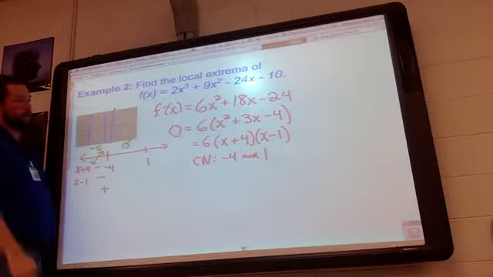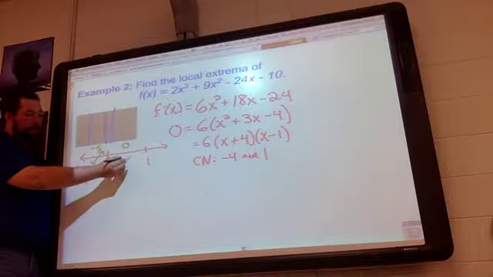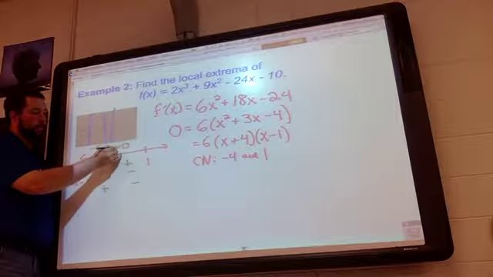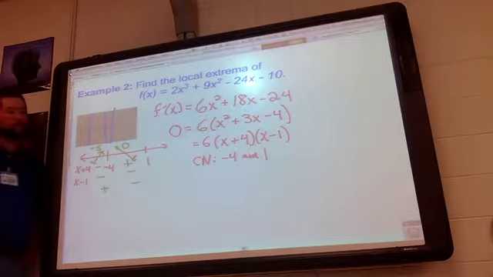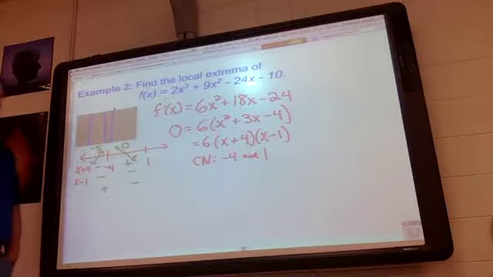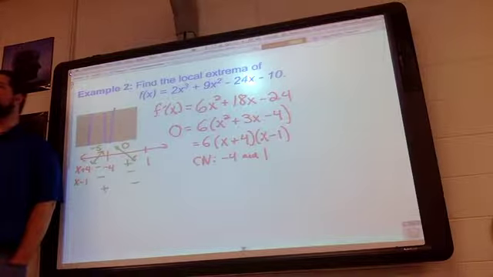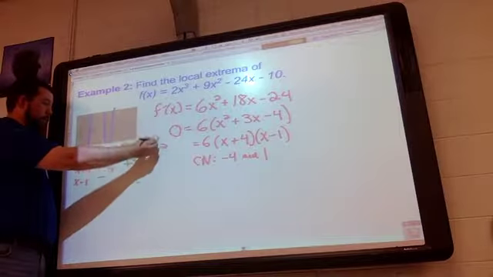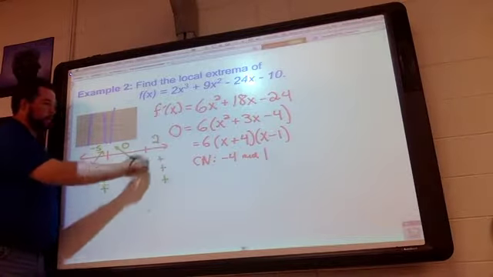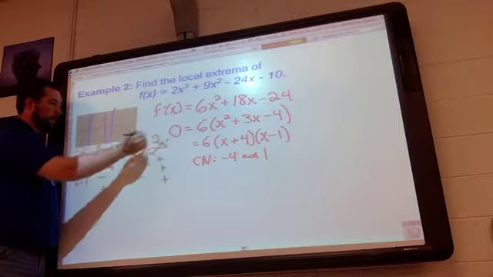Choose 0. That will give me a positive times a negative, which is negative, so I know I am decreasing. And then finally, something bigger than 1, like 2, which gives me a positive, which tells me I'm going what? I'm increasing.